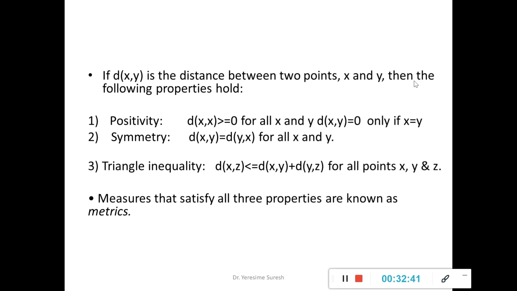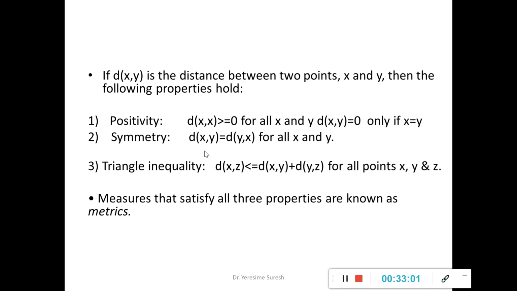Now, just to summarize, the dissimilarity between two objects is the distance between two data point objects x1 and y1. Then the following properties hold good. One is the positivity property and the other one is the symmetric property, wherein the distance between the same objects will obviously be greater than or equal to 0 for all x and y, and it will be 0 only if the two data objects are equal.